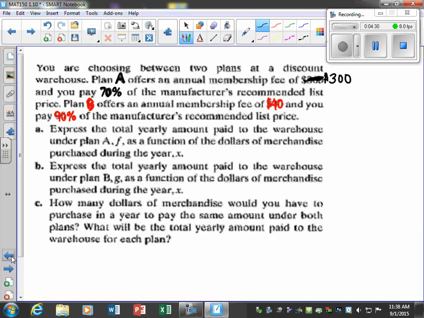Let's go see what they want us to do in C. C says, how many dollars would you have to purchase in a year to pay the same amount under both plans? The next thing they want to know, what will the total yearly amount paid be for each plan? So the first thing we want to do is find how many dollars for the pay to be the same amount under both plans.